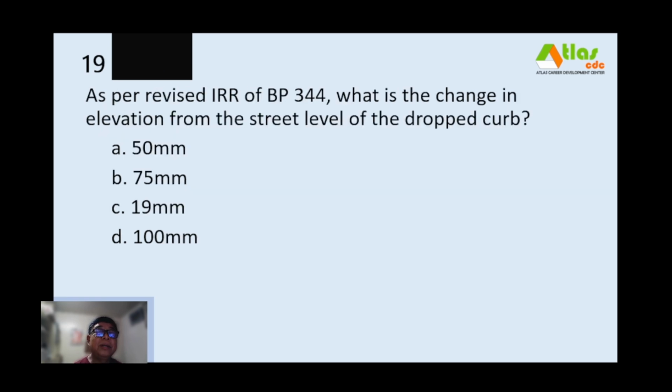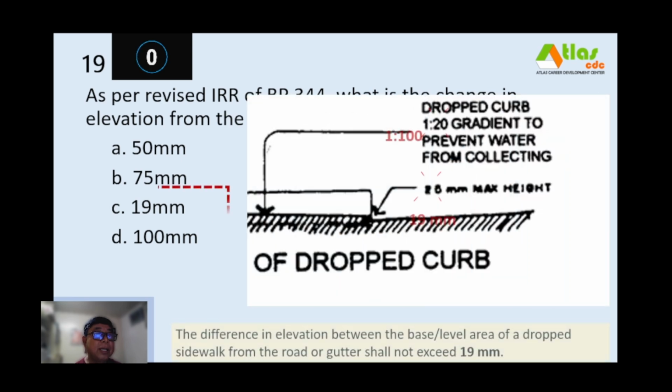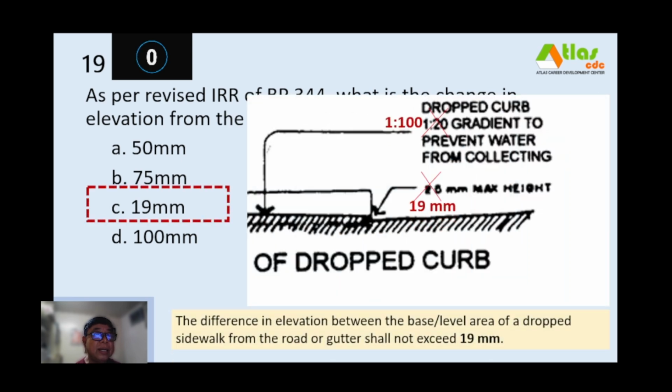19. As per revised IRR of BP344, what is the change in elevation from the street level of the drop curb? A. 50 mm, B. 75 mm, C. 19 mm, and D. 100 mm. And our correct answer is letter C, 19 mm.